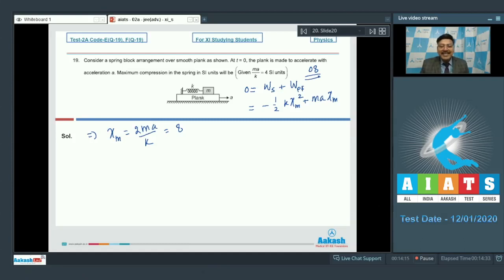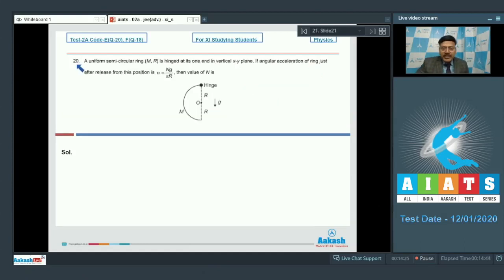Pretty simple, isn't it? Let's go to the last question now. Question 20 says, a uniform semicircular ring of mass M and radius R is hinged at one end in a vertical XY plane. If angular acceleration of the ring just after release from this position is alpha equal to ng by pi R, then the value of n is. Okay. So the mass of the semicircular ring is m and R is the radius.